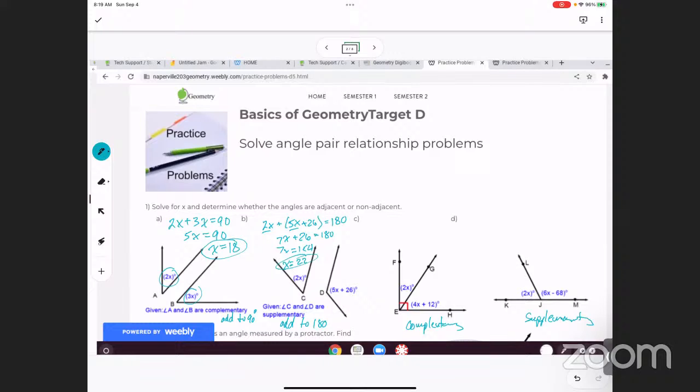Got it? So how about letter C? What would you do to set this one up? Just 2x plus 4x plus 12 equals 90. Good. So 6x plus 12 equals 90. 6x equals 78. x equals 13.